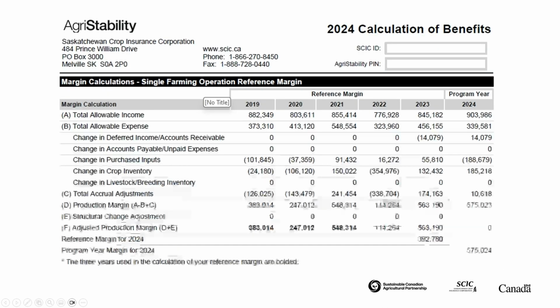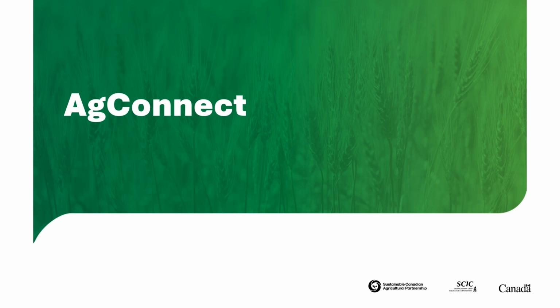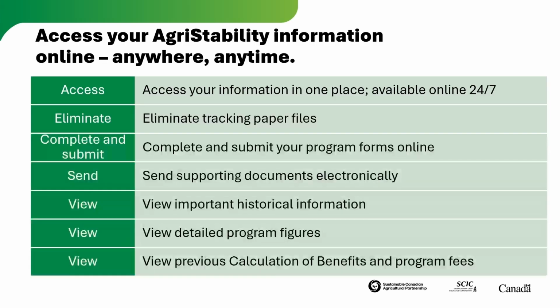Okay, that's your calculation of benefit statement. Now we're just going to touch on AgConnect. I've talked about it a couple of times here. You have 24/7 access to it. You can eliminate any kind of paper. You can complete and submit your program forms online through this portal. If you're new to AgriStability and it's your first year participating, you will need to submit your program forms through the forms themselves, whether faxing them in or sending them in to us. And then in your second year, you will be able to submit your information to us through AgConnect.